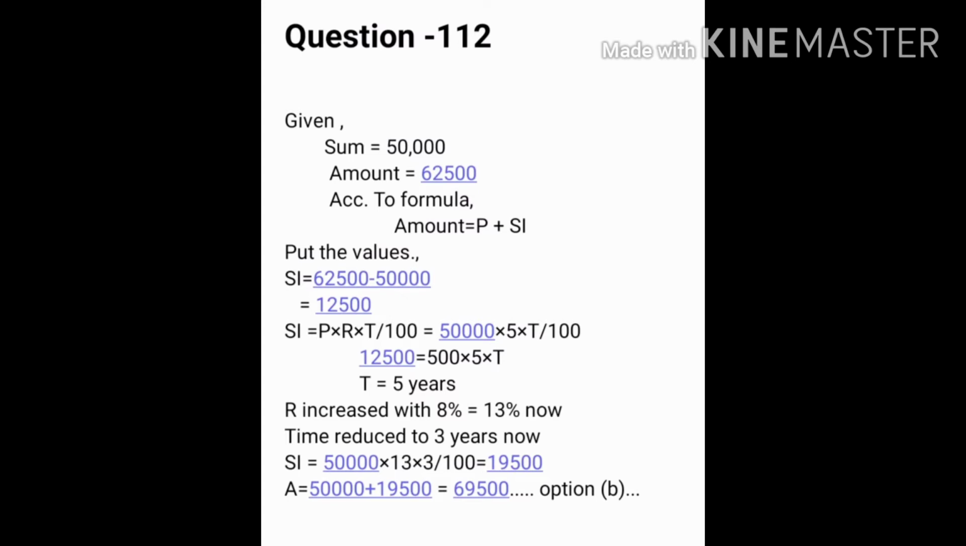So as given, the rate of interest is increased by 8%. So now the rate of interest is 13%, and time is reduced from 5 years to 2 years, so it is now 3 years. So SI is equal to 50,000 into 13 into 3 upon 100, which is 19,500. So amount is 50,000 plus 19,500 is equal to 69,500. B option.